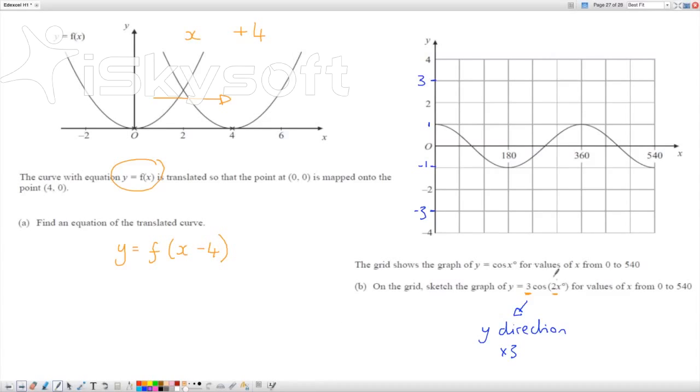Now let's look here at the 2 sitting in front of the x. This is a stretch, but this time we're going in the x direction, and it's 1 over the value sitting here, so we're looking at a half. So we're stretching it in the x direction by a half. So if we look here, from this point, we go down to 180. No longer are we going to go to 180, we're going to be going to half of that, which will be 90 across. So actually, we're going to be coming down at this point, down to -3 at the 90. Starting here, up at 3, so we're stretching up and then going half the distance down.